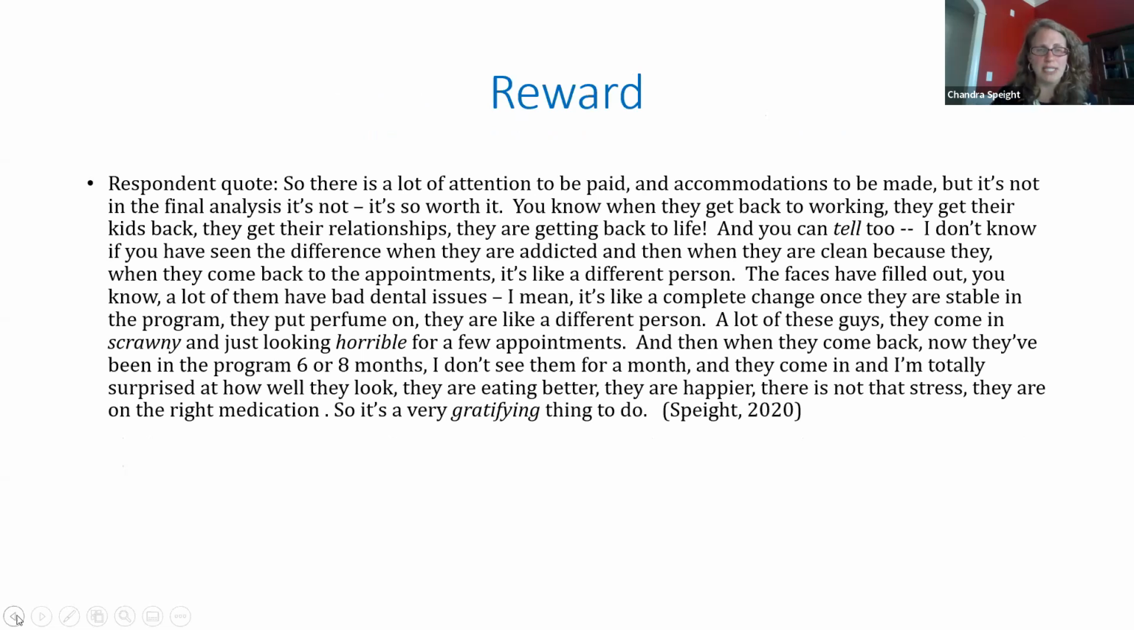This person was prescribing in a rural area to many, many patients. She talked in another quote that I have about how she had whole families in her buprenorphine program. She would have fathers and children who came with their parents, and they were all on buprenorphine. They had all been addicted to opioids. So she says there's a lot of attention to be paid and accommodations to be made, but in the final analysis, it's so worth it.